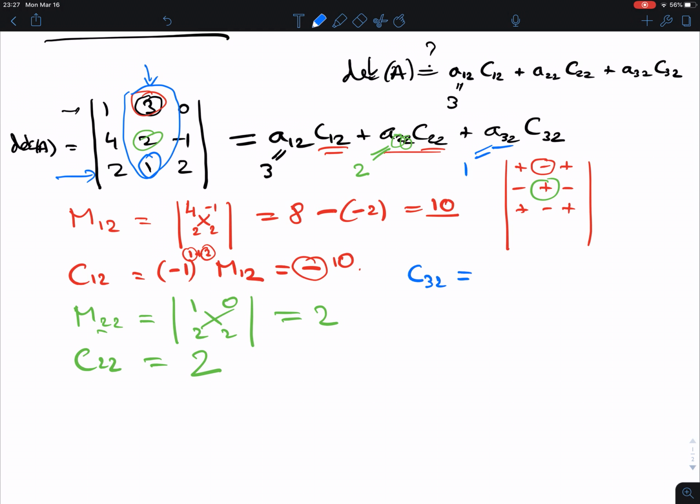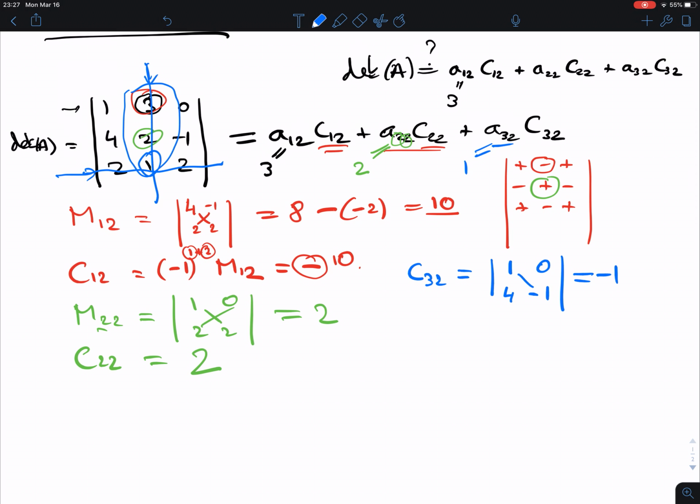C32 is, well, okay, it's the third row, the second column that we scratch out, and what is left is 1, 0, 4, minus 1. 1, 0, 4, minus 1, correct? Okay, so it's a determinant. We can add 2 by 2. That is the product of these two, that's minus 1. The product of these, that's 0. So we only have a minus 1 left.